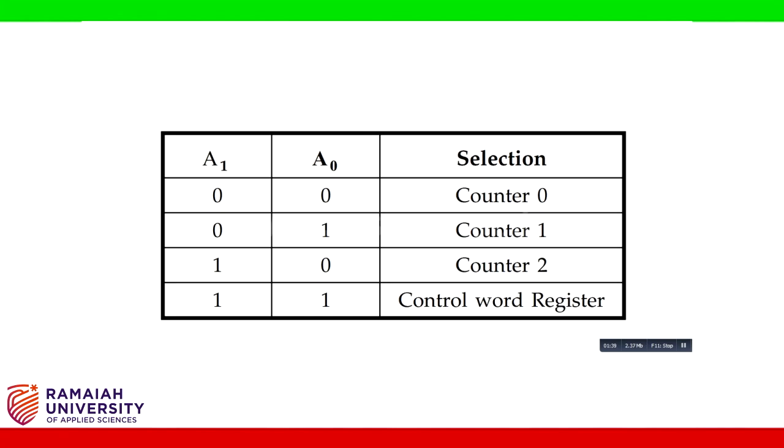Table shows the values of A0 and A1 for which respective timers or counters are selected. That is, when A1 and A0 is 00, counter 0 is selected. When A1 and A0 is 01, counter 1 is selected. When A1 and A0 is 10, then counter 2 is selected. When both the bits are 11, then control word register is selected.